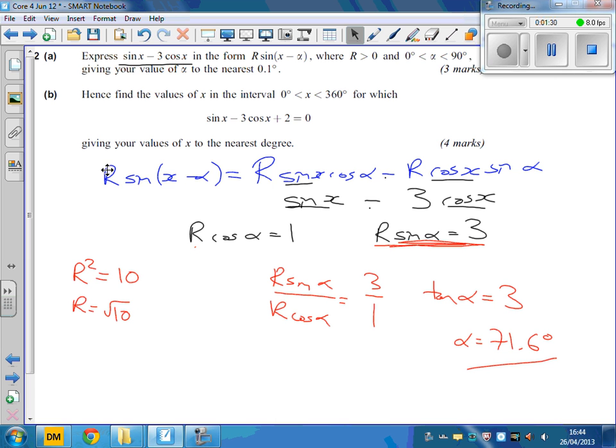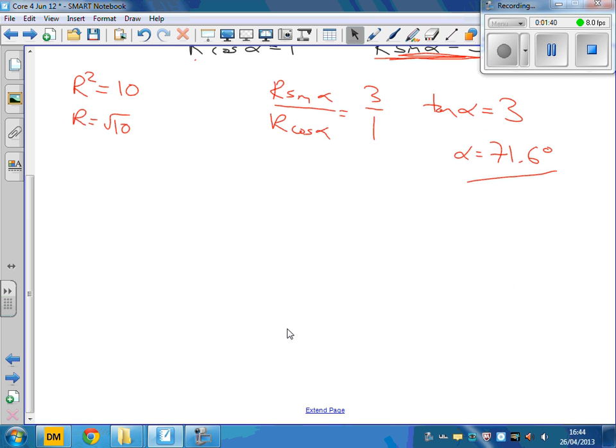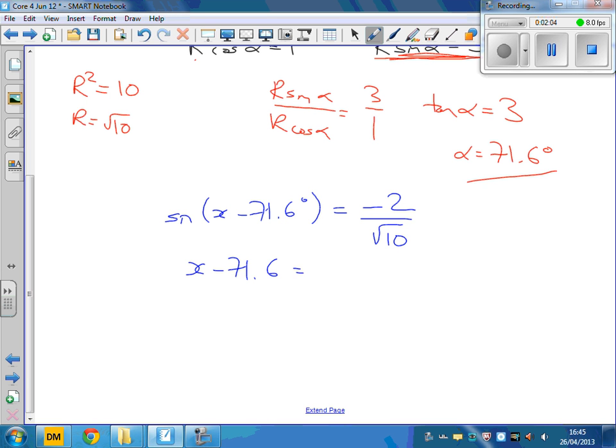Now we're going to use that to solve our second question here. If you look at that bit there, that's what we just did, and I've got a plus 2 here. So I'm going to take 2 from both sides. I've got my root 10 sine of (x minus 71.6 degrees), and I'm taking 2 from both sides, so I'm going to put minus 2 over here. Divide both sides by root 10, saves time. Then I'm going to inverse sine that, and I get minus 39.2 degrees.